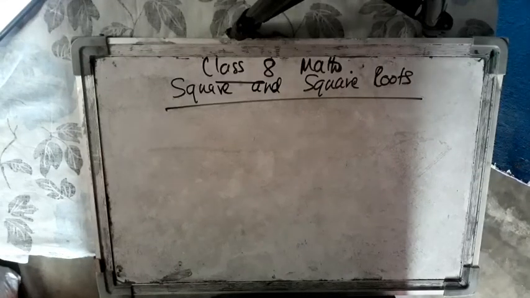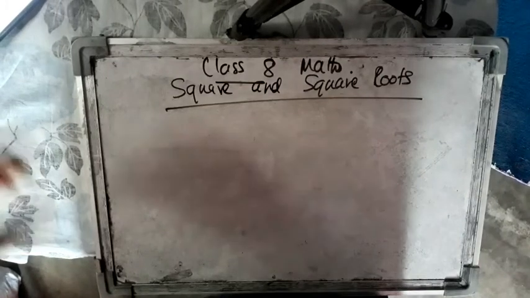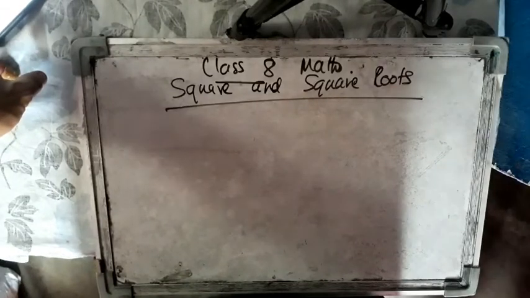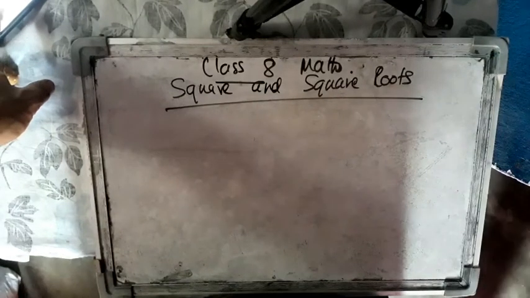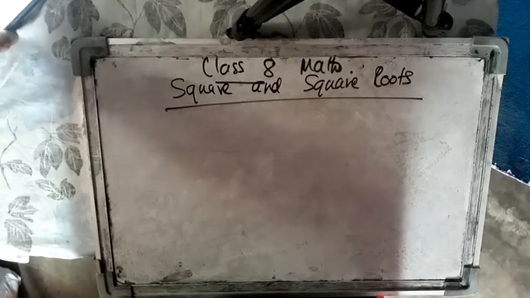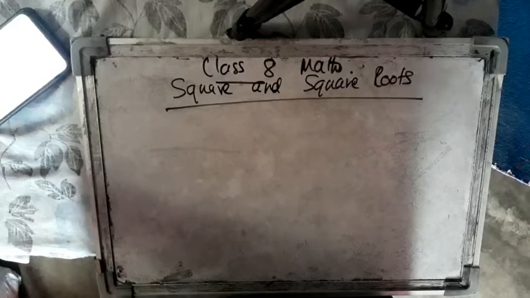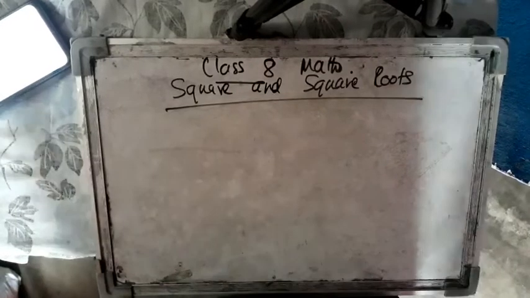Okay, class 8. So today we will start this chapter, square and square root. This is chapter number 6. The name of the chapter is square and square root. First you need to identify the square number, and then we will move to square root.